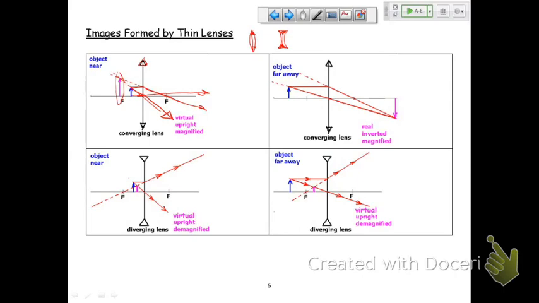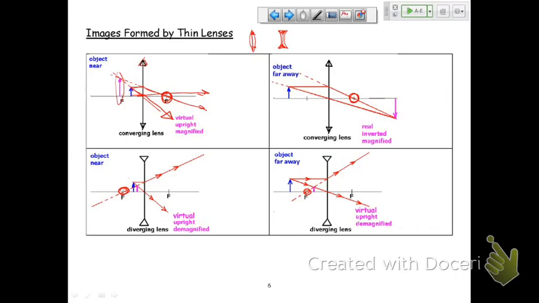If we have a diverging lens, then the focal point of interest is the one that's in front, because we diverge from it. We converge on this focal point, and we diverge from this focal point, but otherwise the rules are the same.